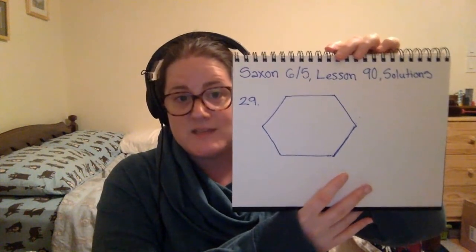It should look like this. The pattern of the sequence is that each polygon increases by one side each time. So you start with a three-sided polygon, the next one's four-sided, five-sided, so your next one should be six-sided.